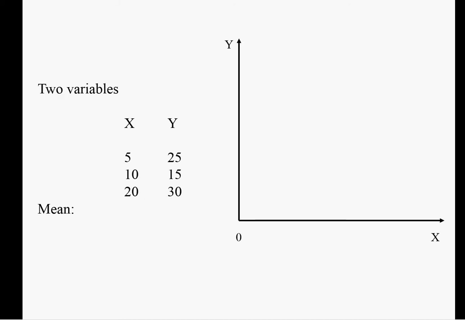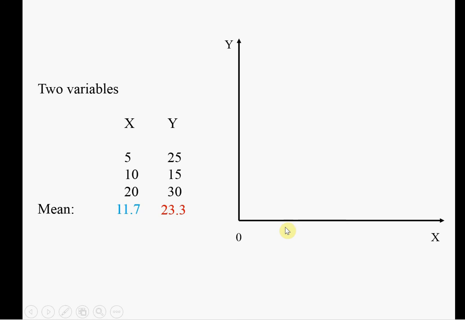Now we extend the concept of the mean into a two-variable situation and a two-dimensional space. Now we have 2 variables, x and y. We can calculate the mean for both variables: 11.7 for x and 23.3 for y. Now this two-dimensional space is called the x-y coordinate system. It is formed by 2 dimensions: an x-axis and a y-axis. The x-axis is the horizontal axis, and the y-axis is the vertical axis.